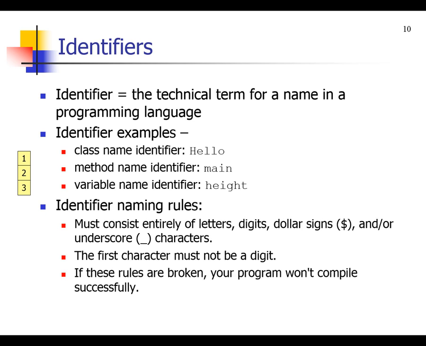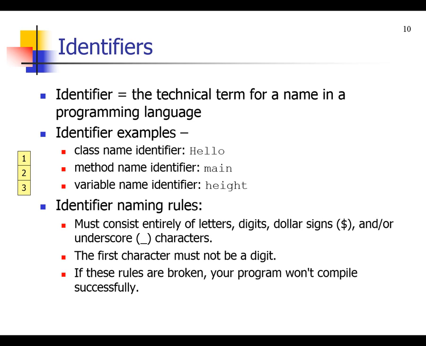An identifier is the technical term for a name in the programming language. A class, Hello. A method, main. A variable, height. You're identifying an object to instantiate it, or to give it a meaning. Does that make sense? Are you all with me? Half of you are asleep.